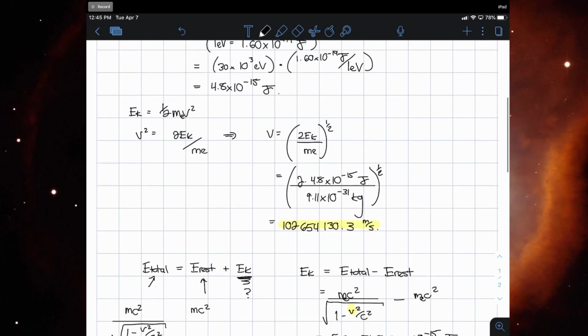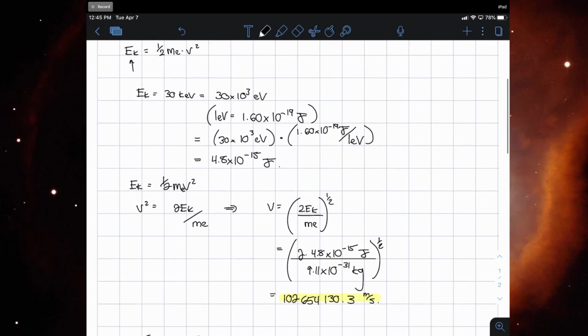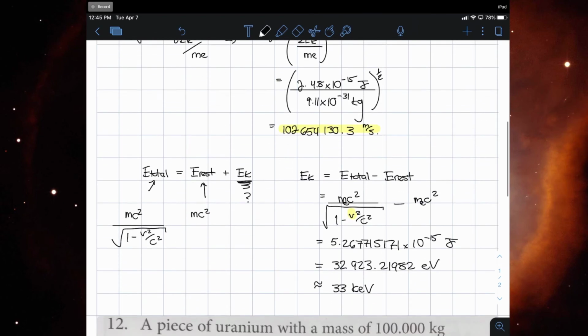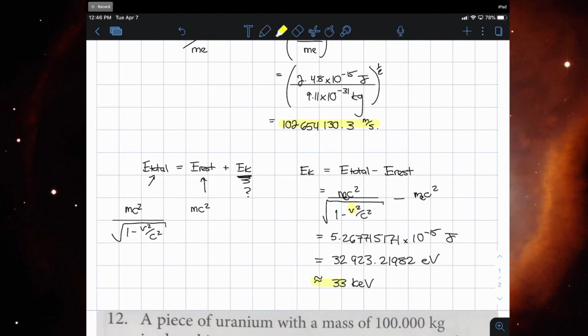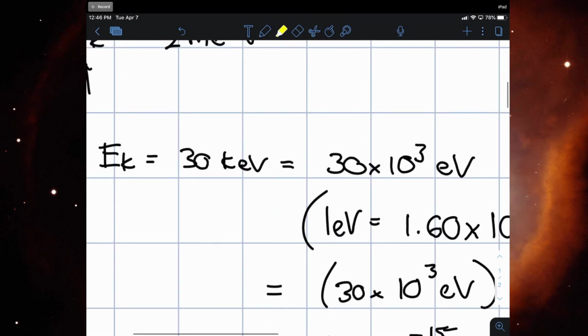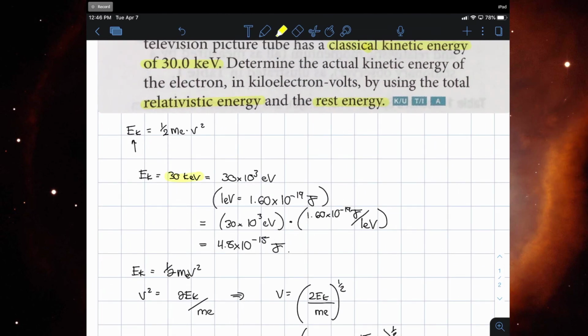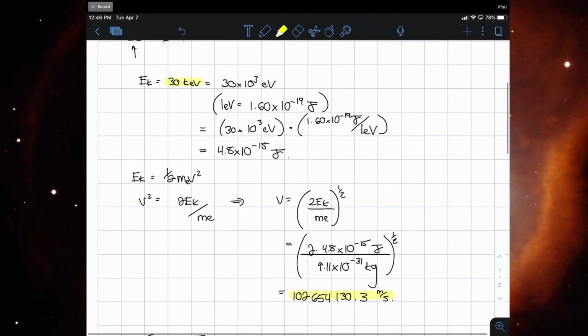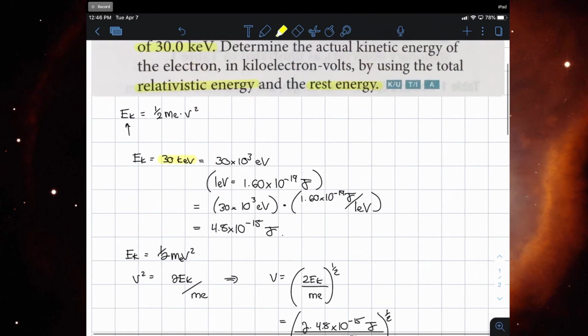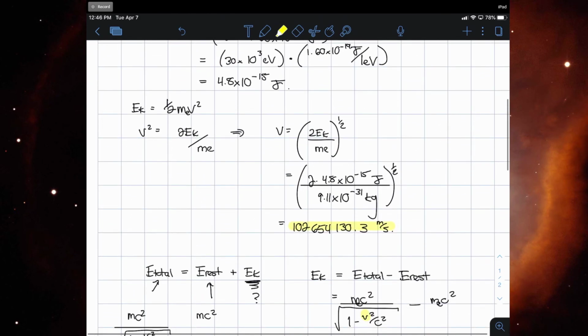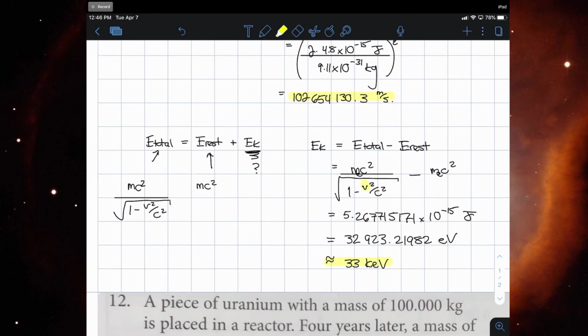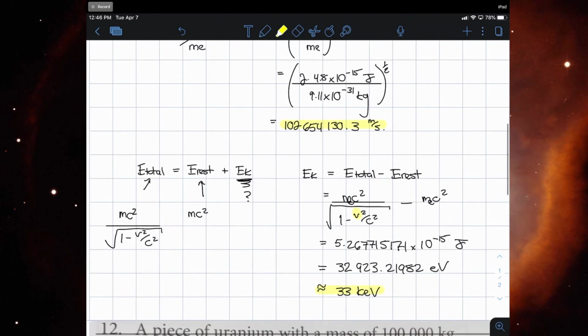Okay. So comparing this relativistic kinetic energy, what we notice is that it's very slightly higher than the classical kinetic energy, right? We had 30 kilo electron volts in the classical case, and then the relativistic kinetic energy is 33 kilo electron volts.